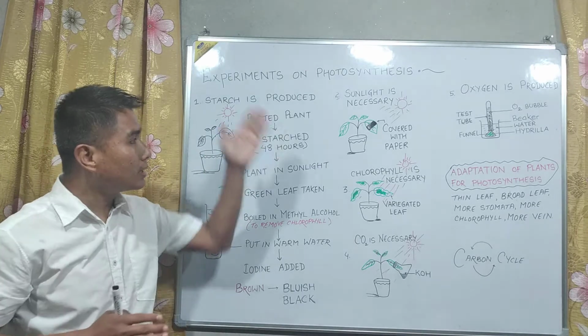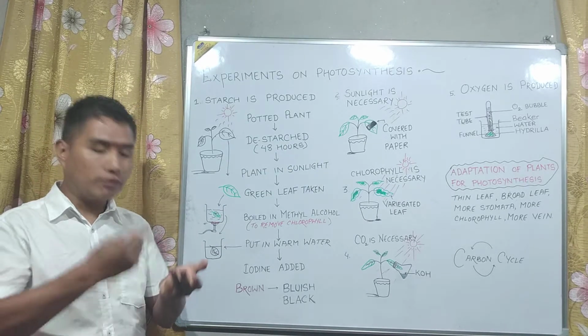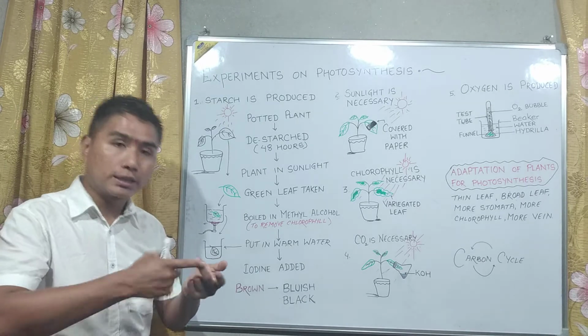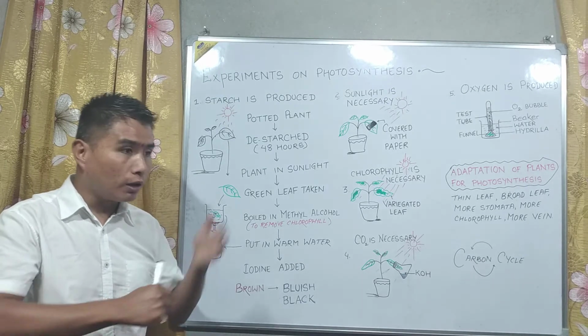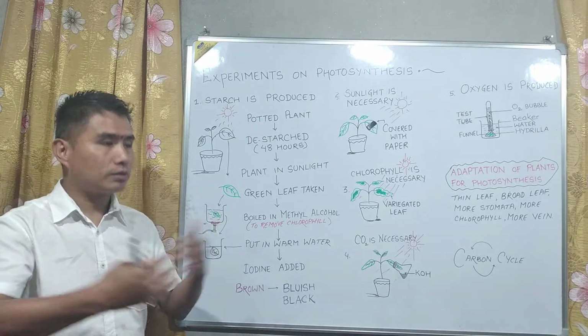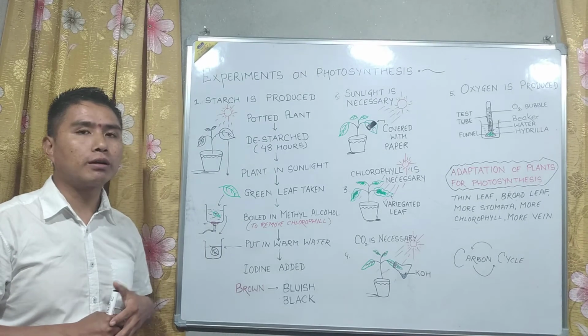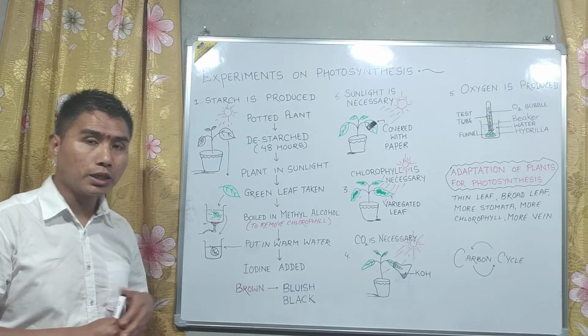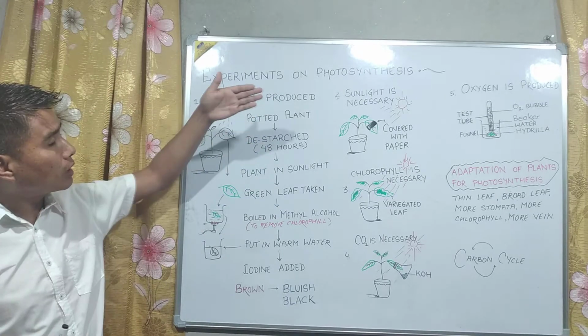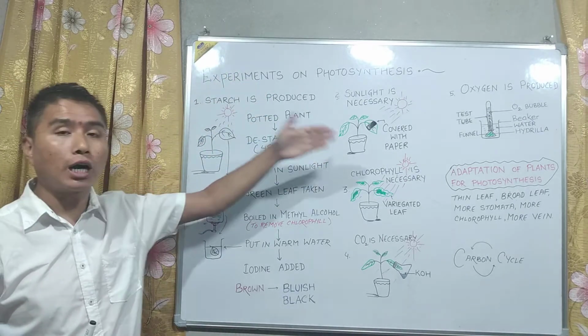Various factors are there: we have carbon dioxide, we have oxygen, we have sunlight, we have chlorophyll. All these things are present together to conduct the process called photosynthesis. Based upon that we will come to know what those factors are and how they are necessary.